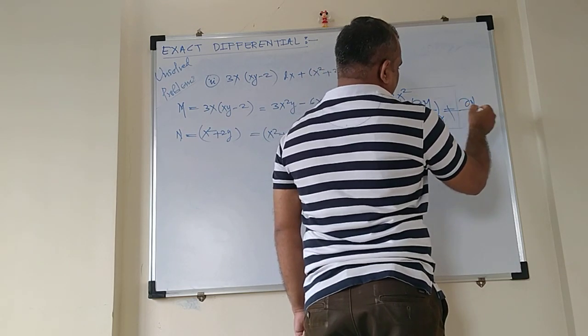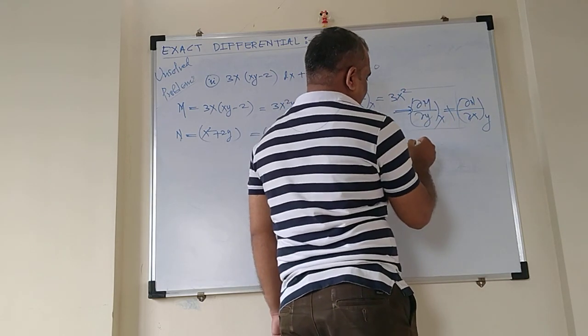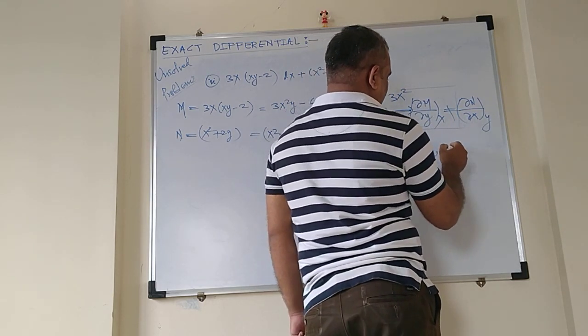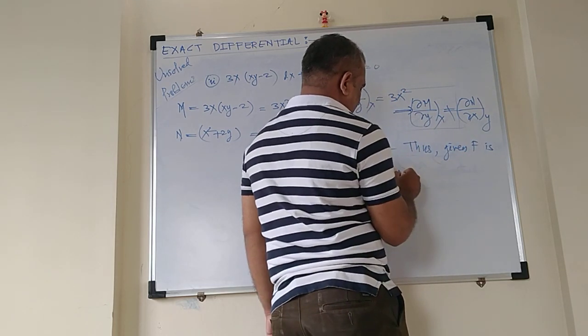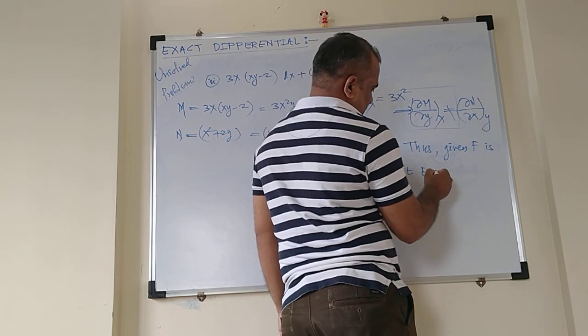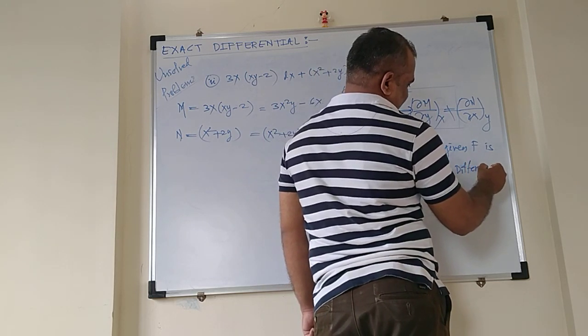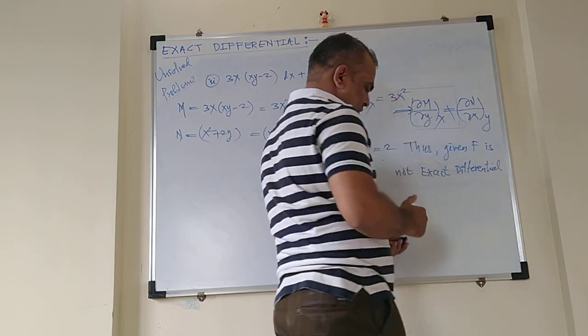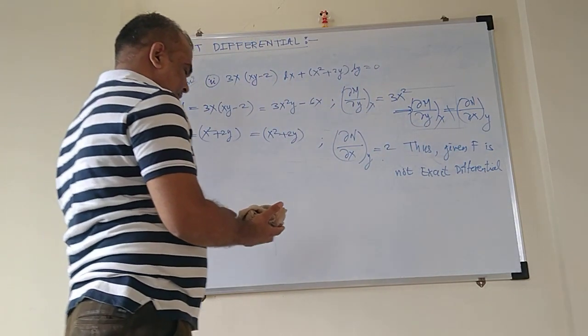And from this we can conclude that dou m by dou y when x is constant is not equal to dou n by dou x when y is constant, and thus we can say the given function is not an exact differential. That's all. Let's move to the next problem.